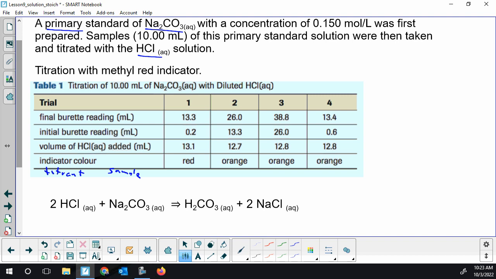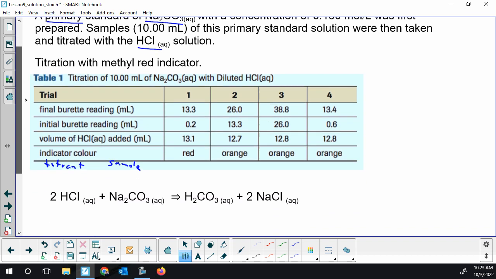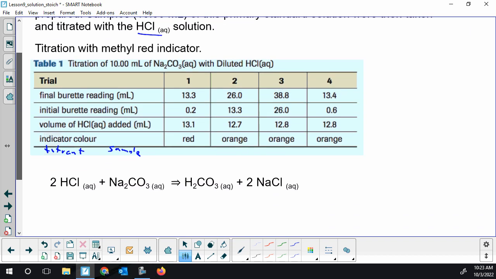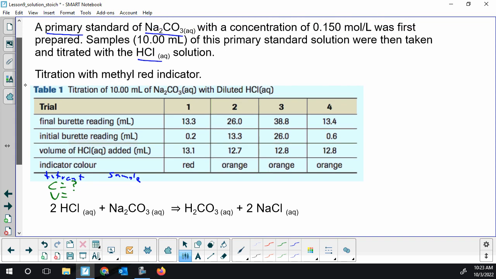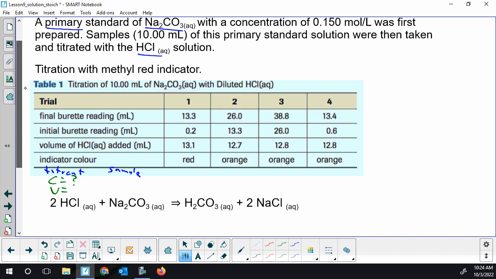Now we kind of have to go up a little bit. Determine the concentration of HCl. So that's what we don't know. So the concentration of the HCl is an unknown. So we must be given the volume somewhere. We need it. 10 mil samples, the primary standard. Well, that's the base.